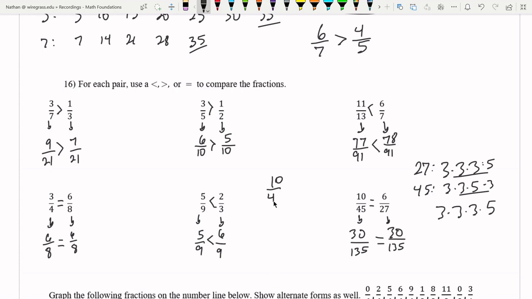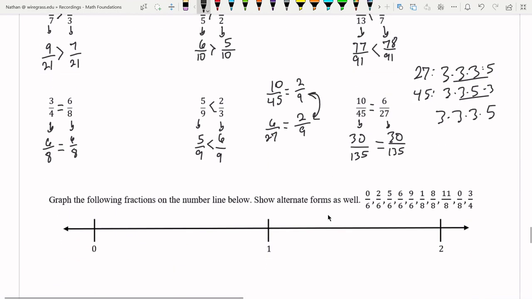10 over 45, I can divide top and bottom by 5. I get 2 over 9. And 6 over 27, I can divide top and bottom by 3 to get 2 over 9. And right there, I could tell these two things are equal. So not always do you need to build up the fraction like I've done in pretty much all of these. Sometimes if you can reduce the fractions down, you should always do that because it makes the numbers easier to work with. Smaller numbers are always easier to work with.